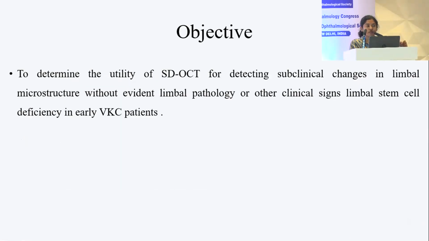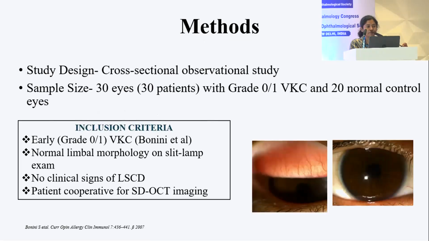So the objective of our study was to determine the utility of spectral domain OCT for detecting subclinical changes in the limbal microstructure in patients without limbal pathology or other clinical signs of LSCD in early VKC. This was a cross-sectional observational study conducted at Dr. RP Center for Ophthalmic Sciences. The sample size was 30 eyes of 30 patients with grade 0 to 1 VKC as per the Bonini grading, and 20 normal controls were included as well.